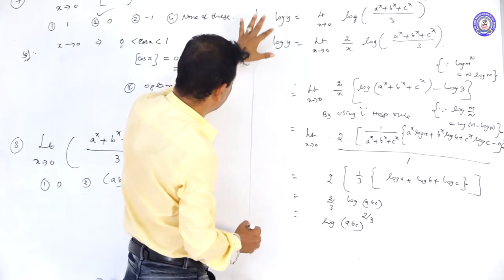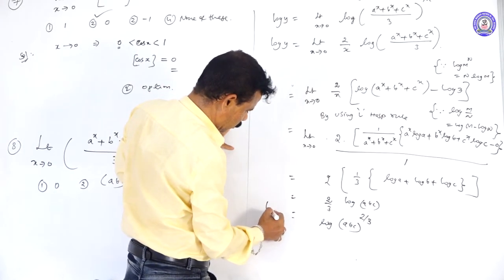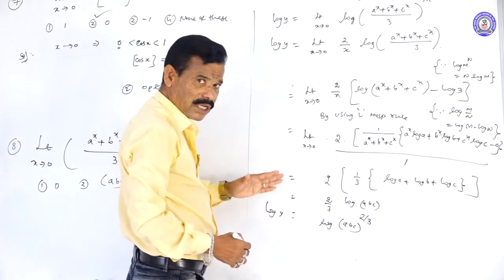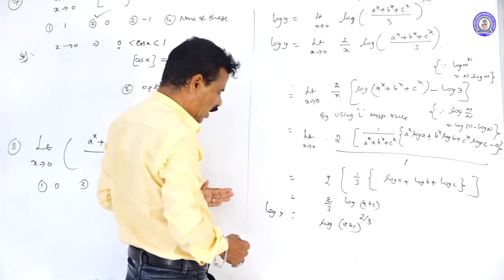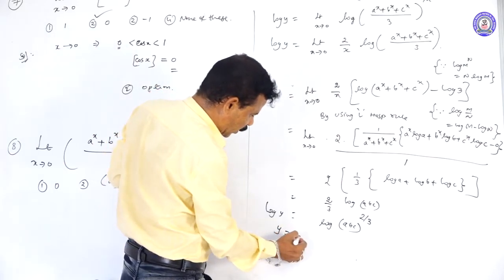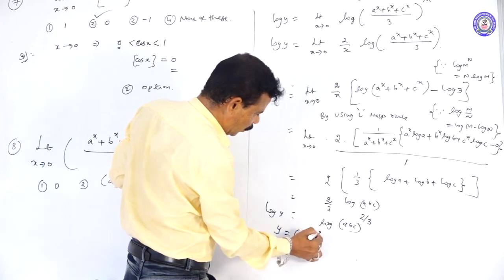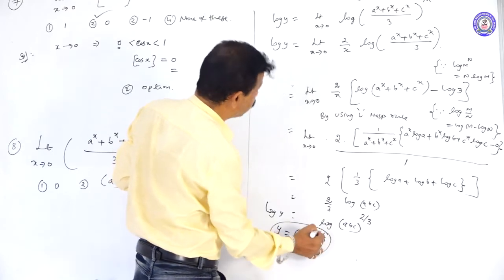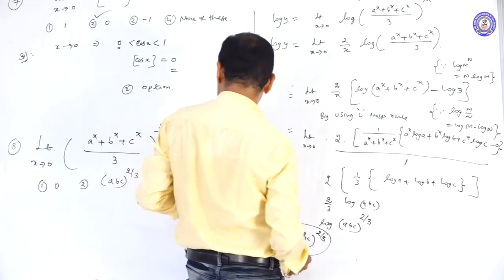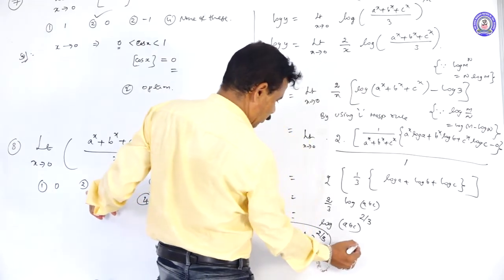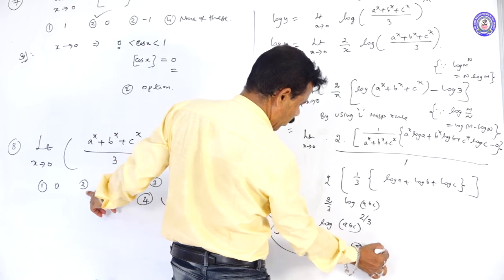So on the left side log y is there, so with logarithms on both sides we cancel the log, so y is equal to abc power of 2 by 3. This is the right answer. So which option is this? Second option, the right answer.